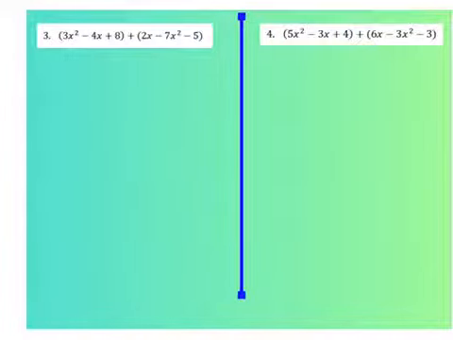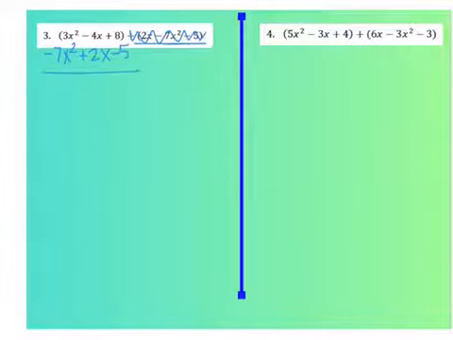For example number 3, I'm going to line them up vertically. I need to put my x squareds under my x squareds, my x's under my x's, and my constants under my constants. So I'm going to move this whole polynomial underneath the first one. I have 3x squared. On the second one, I have a negative 7x squared. Now x's on top of x's, I have a plus 2x and then minus 5. You have to remember we're adding these.